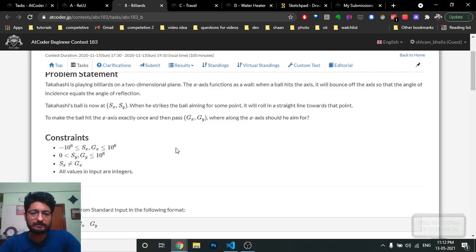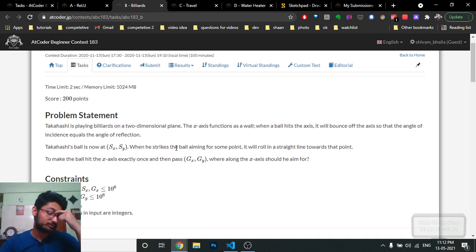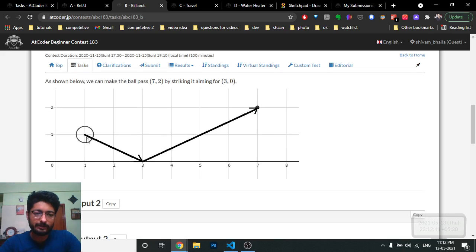The second problem, there is one edge case you have to think about. The second problem is not too difficult either. It states that you have a billiard ball at some coordinate which is given to you. Okay, so this is the xy axis, this is the x-axis, this is the y-axis, and this is some billiard ball. You have to pass your billiard ball to some capital X, capital Y coordinate. You have to make your billiard ball go from this coordinate to this coordinate by hitting the x axis once. So you first send your billiard ball to one point, then hit the x axis, and then make your billiard ball go to this point.